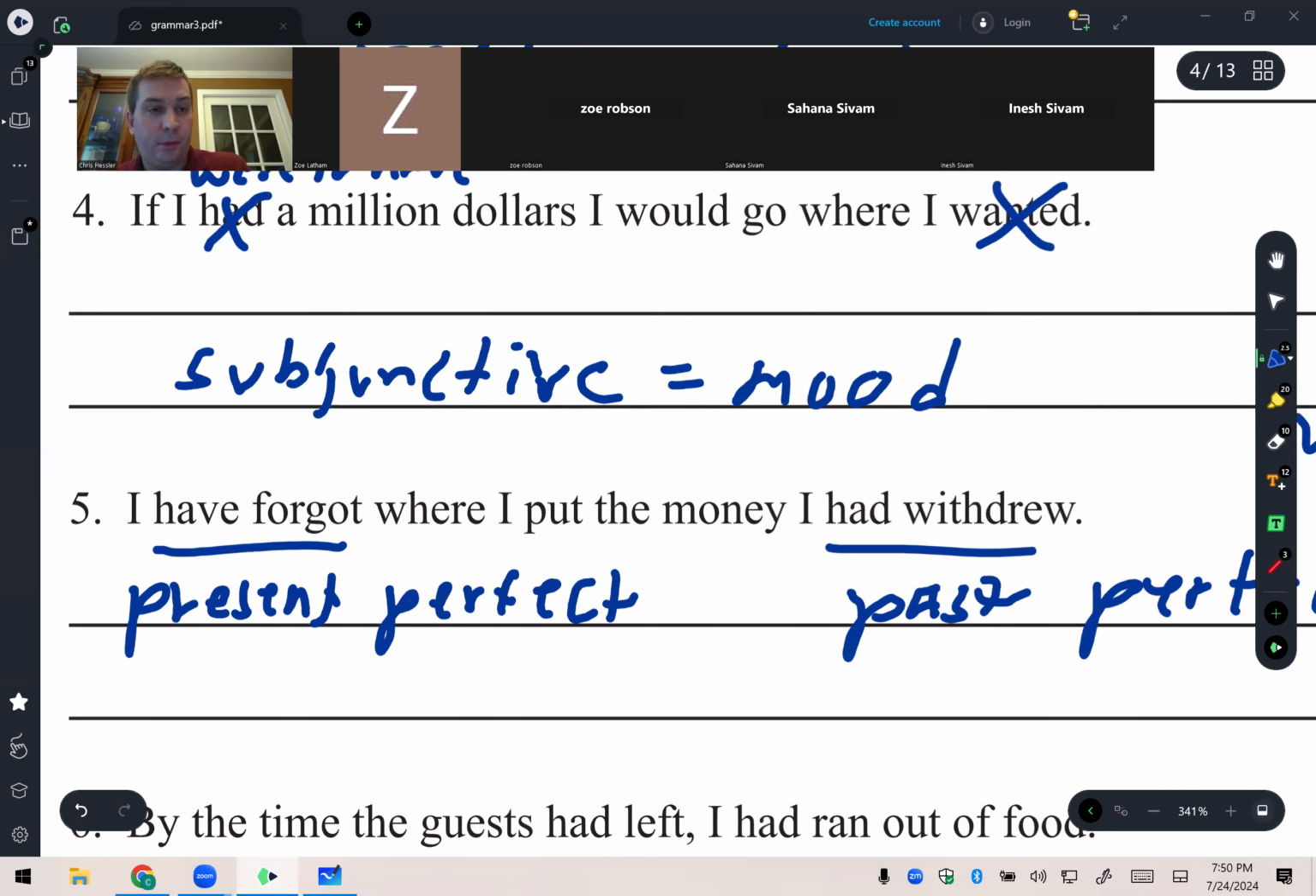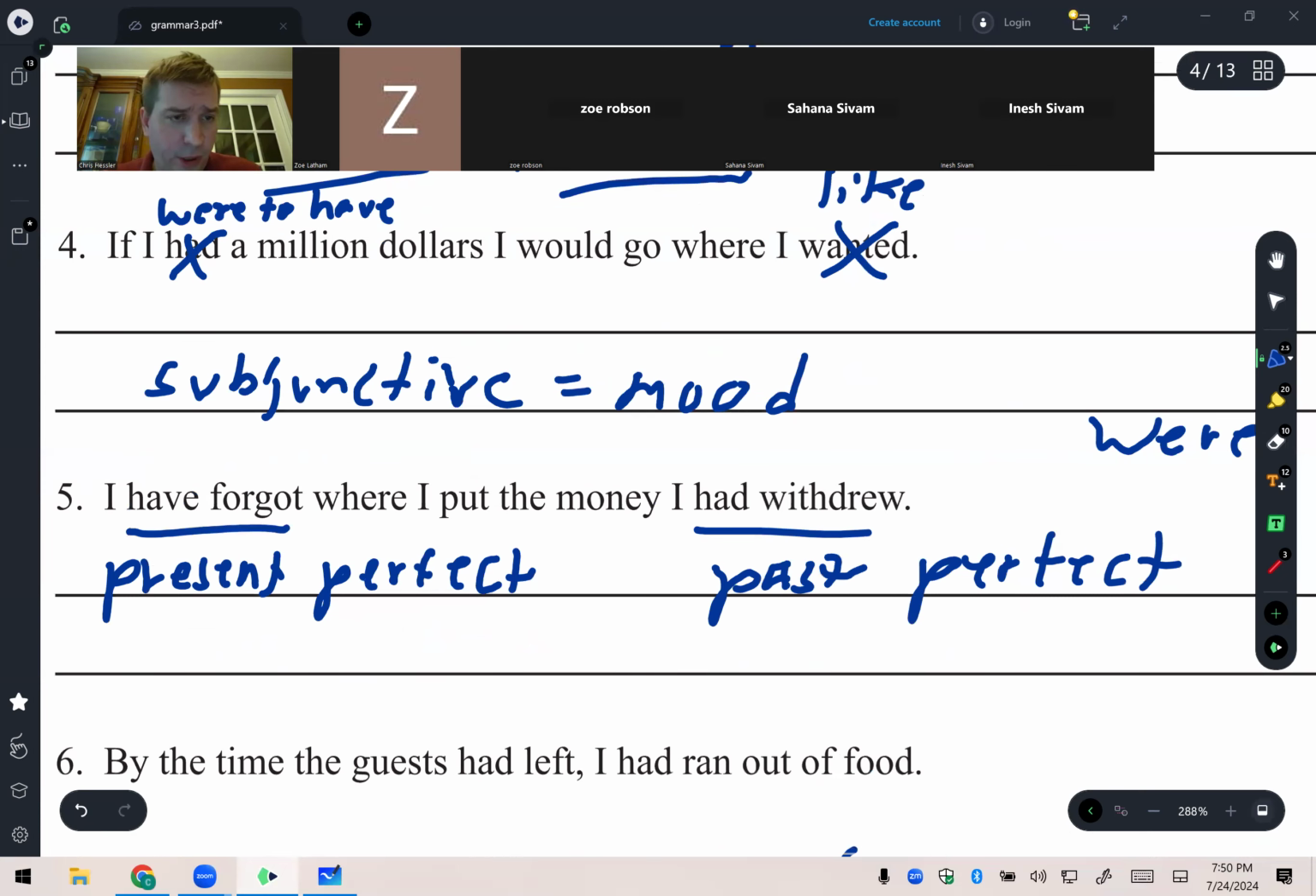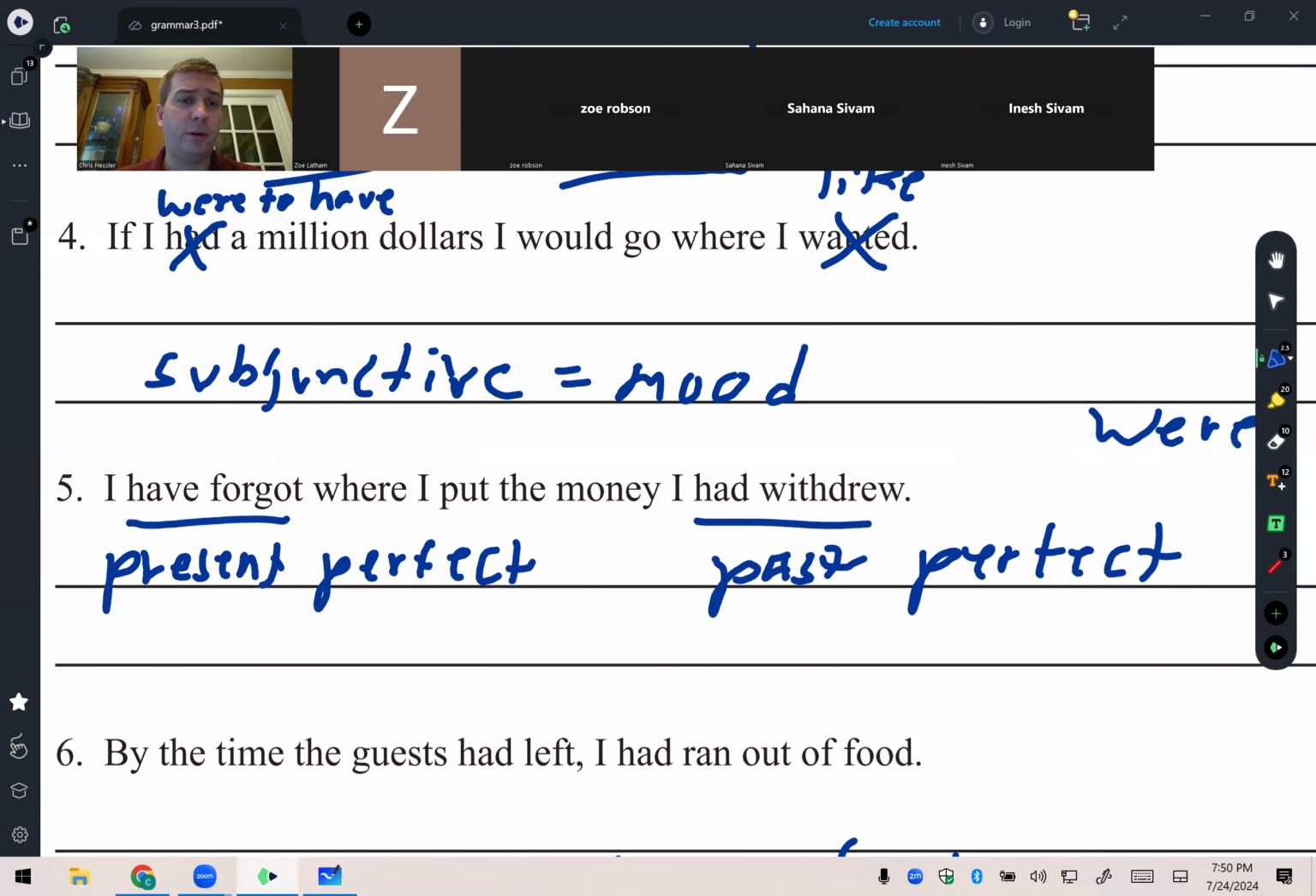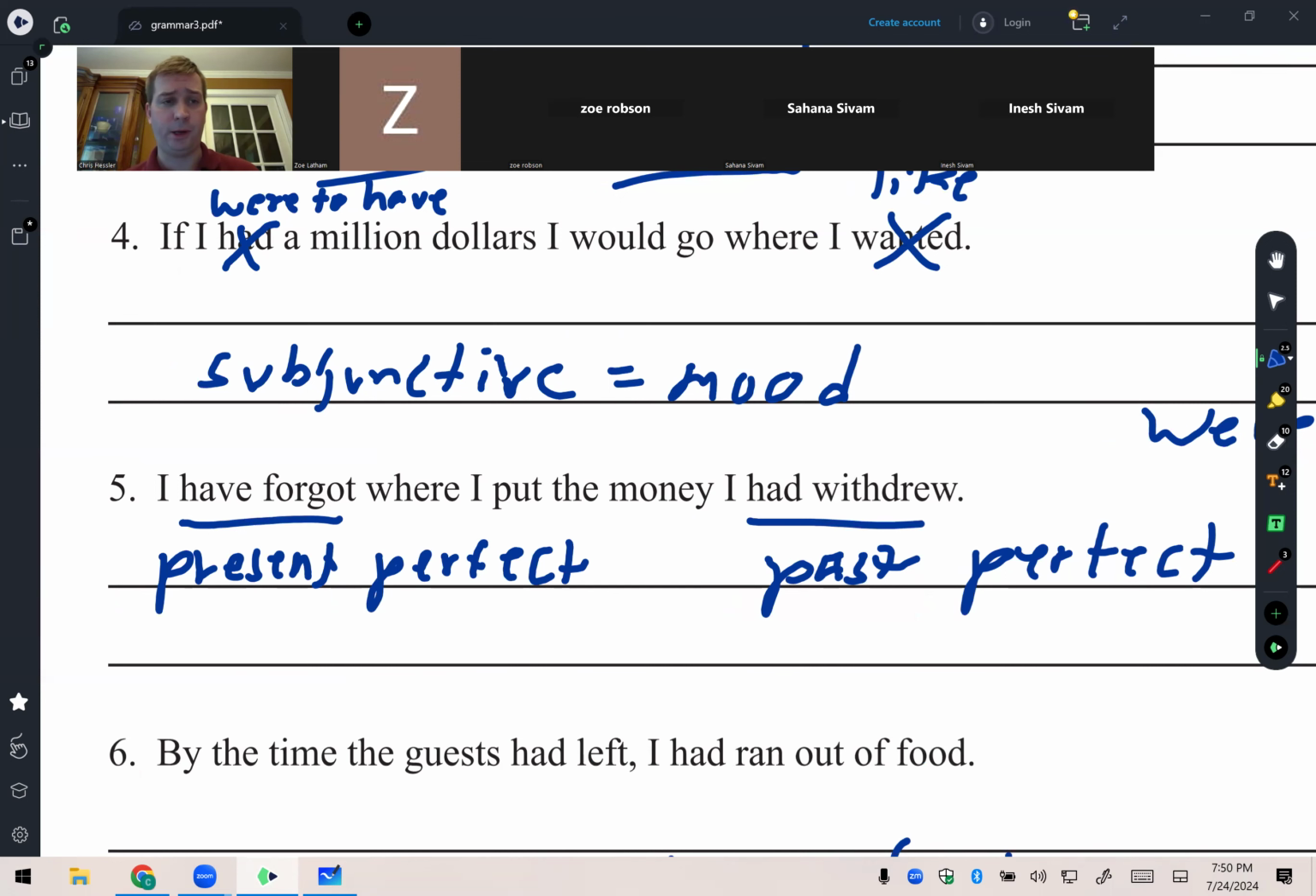All right, next one. So the beginning of this sentence is in present perfect. But there are problems here. This shouldn't sound correct. I have forgot where I put the money I had withdrew. So the first part of the sentence is in present perfect, and then the second part is in past perfect. But I picked irregular verbs intentionally because you're not going to forget a regular verb, but you're going to maybe forget the forms for the irregular verbs. Does anyone want to take a shot at this whole sentence? We need to correct this.